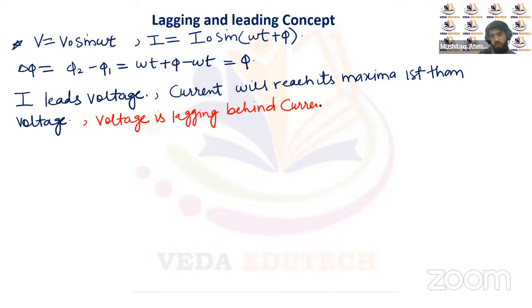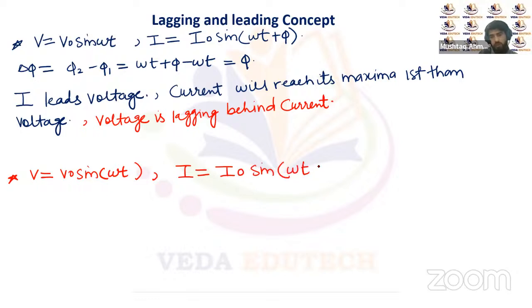Voltage is lagging behind current, right? Voltage is actually lagging behind current. Similarly, if we have the equation V equals V naught sine omega t, and the current equation I equals I naught sine of omega t minus phi, and this is the equation, right?